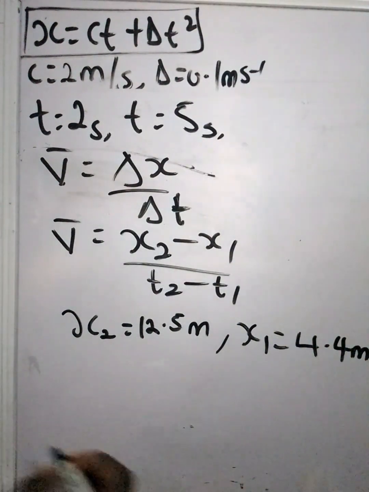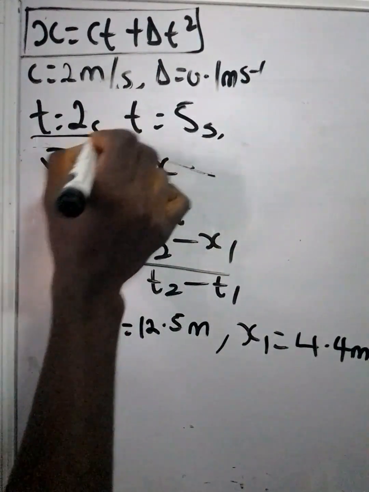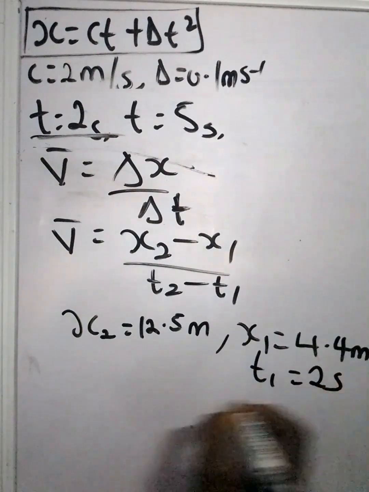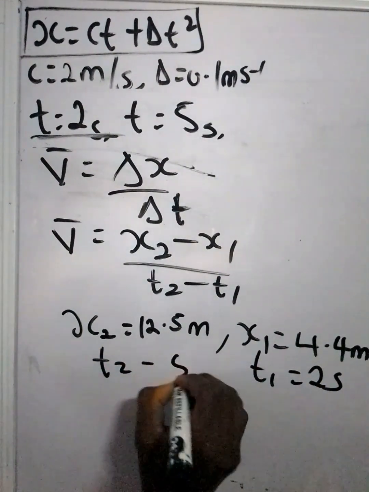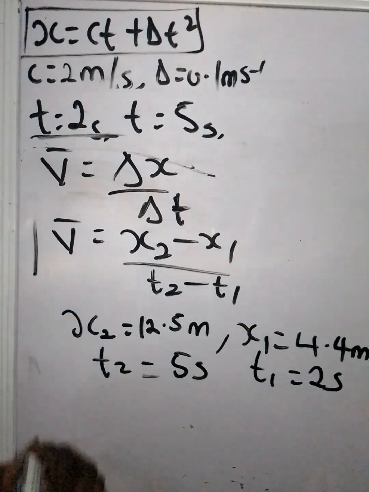So now what are you going to do? We are given our t1. That means this one goes for the smaller one. Our t1 is 2 seconds, while our t2 is 5 seconds. Now, we can solve this question. Very, very easy. Let's go.